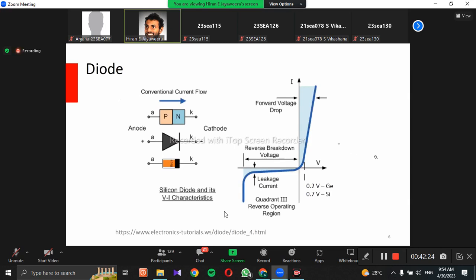So this is an almost real type of VI curve. This axis is voltage and this axis is current. The VI curve usually looks like this, and this one goes a little bit longer and goes down. So this potential is what we call the barrier potential, and this barrier potential is 0.2 for germanium and 0.7 for silicon.